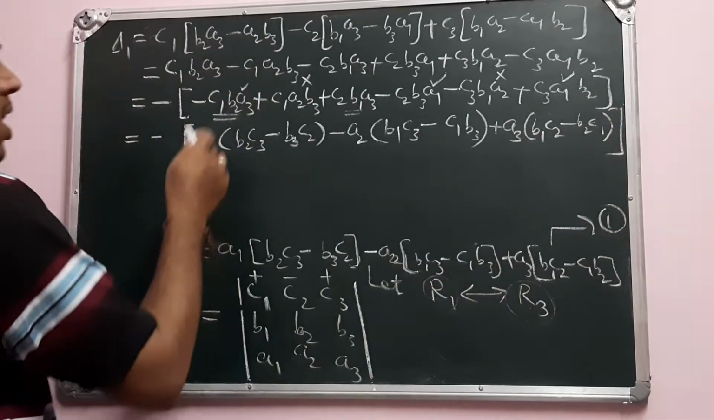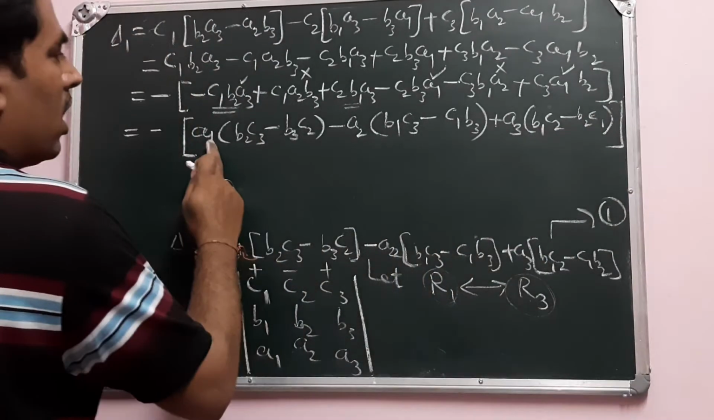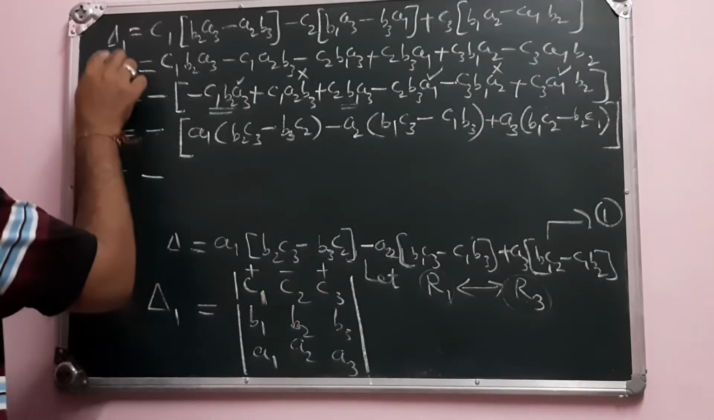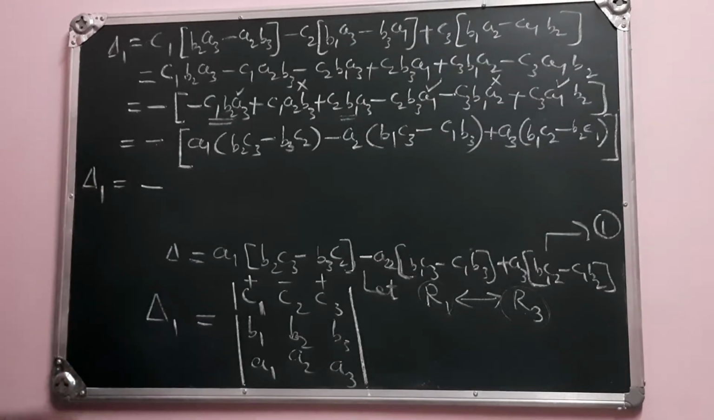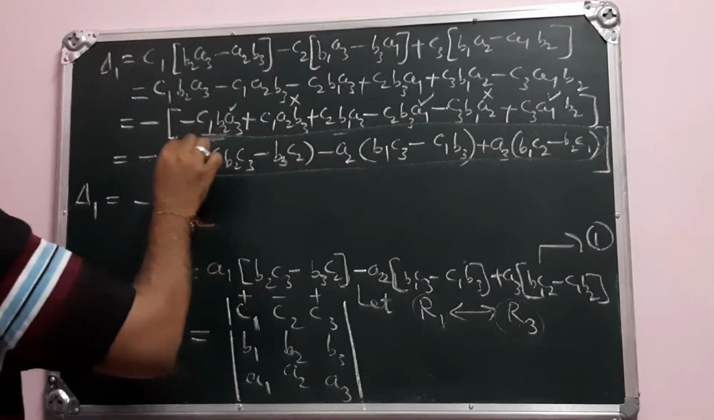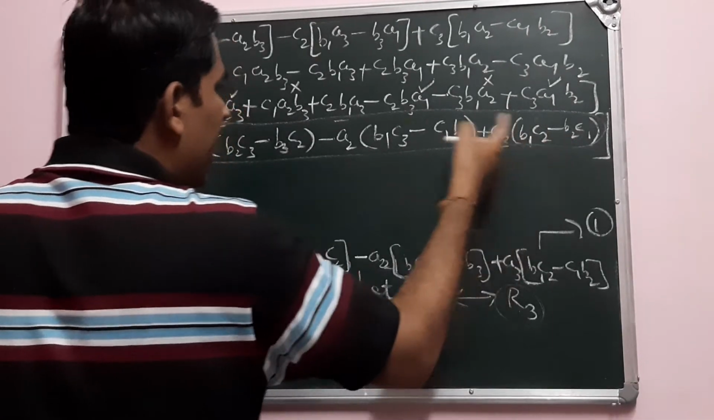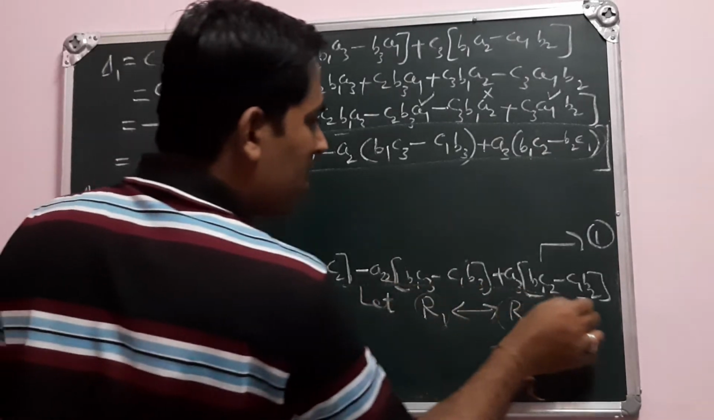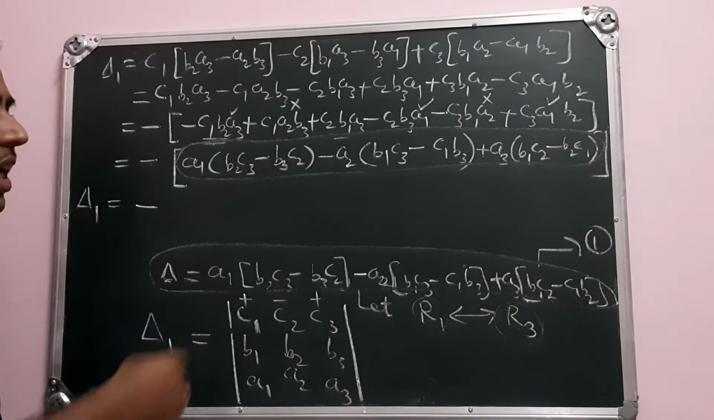So these are the terms. Simply we can copy this and write it here. So I have taken minus outside. See, minus, so on the left hand side I have the new determinant delta 1. Whatever we have written inside the bracket, this whole thing is what? This is nothing but the original determinant. See here, this is the quantity inside the bracket.